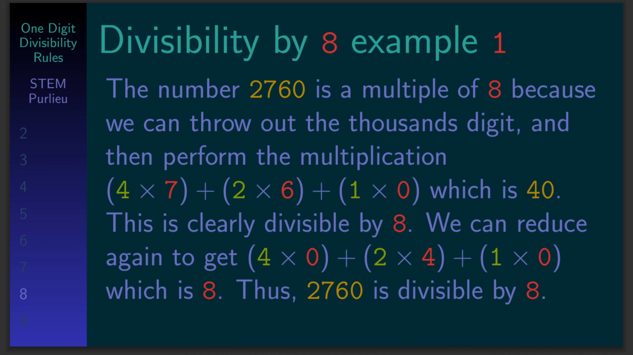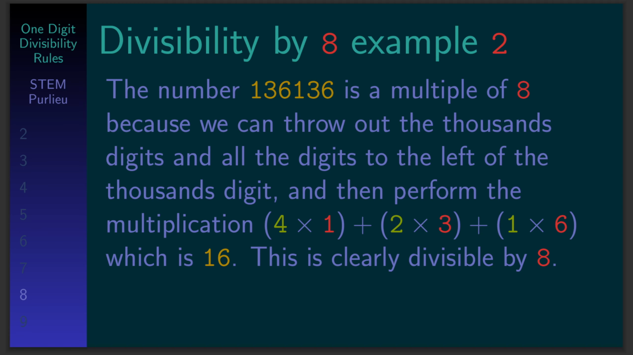The number 2760 is a multiple of 8 because we can throw out the thousands digit and then perform the multiplication 4 times 7 plus 2 times 6 plus 1 times 0, which is 40. This is clearly divisible by 8. We can reduce again to get 4 times 0 plus 2 times 4 plus 1, which is 8. Therefore, 2760 is divisible by 8.